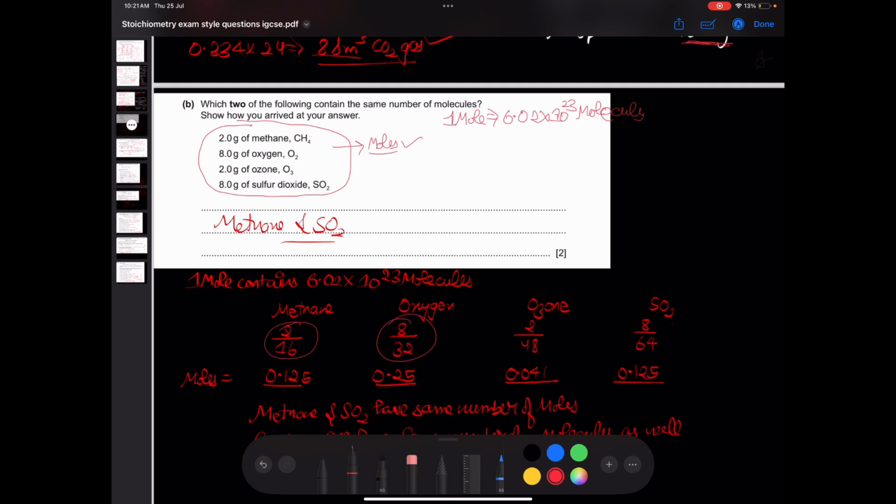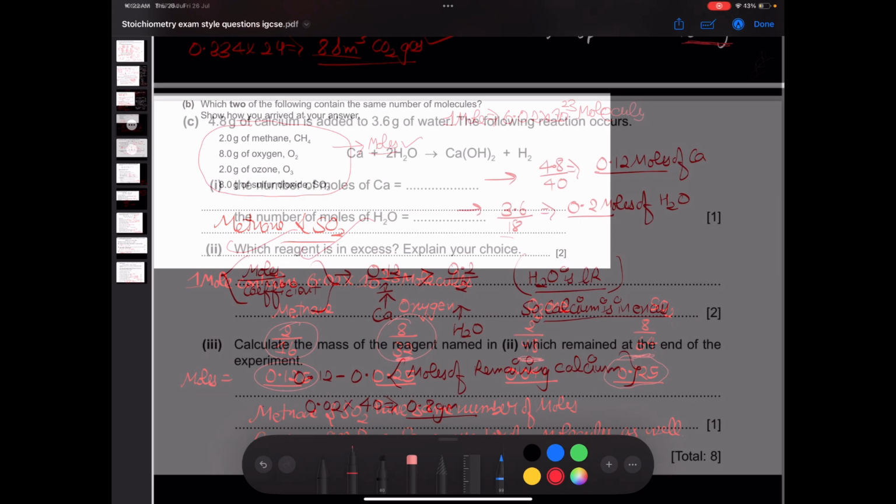Oxygen is an elemental form, that is O2. So the mass will be 16 times 2, that is 32. Ozone is O3, 16 times 3, that is 48. SO2 molar mass is 64. So if you find out the moles here, we can clearly see that methane has 0.125 moles and SO2 has 0.125 moles. Means if the moles are the same, number of molecules will be the same as well. So what are the answers? Methane and SO2. Got it?